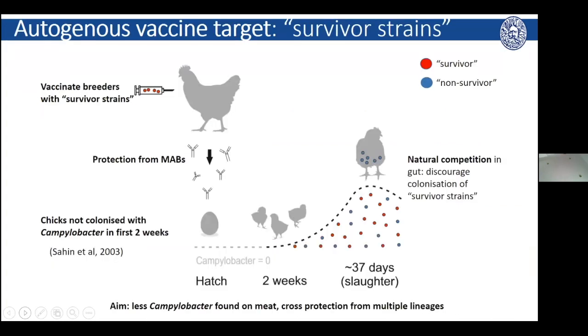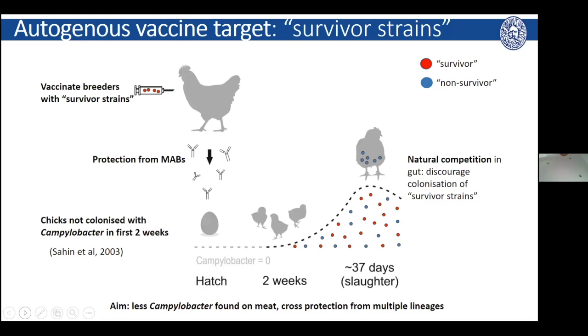So this is a diagram of the strategy that we had in mind. This is kind of what we used to implement our vaccine. Chicks aren't colonized with Campylobacter in the first 2 weeks of their life, and we think that's because of the protection from maternal antibodies. Also, broiler birds live around 37 days, which coincides with maximum colonization of Campylobacter, so they don't live long enough themselves to elicit an immune response to a vaccine.